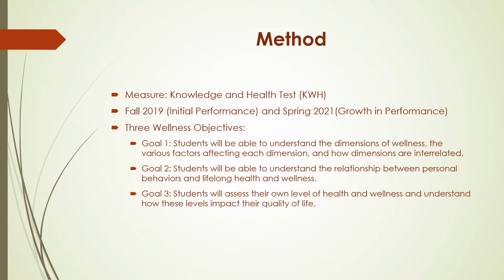So, the first goal states that students will be able to understand the dimensions of wellness, the various factors affecting each dimension, and how dimensions are interrelated. The second goal states that students will be able to understand the relationship between personal behaviors and lifelong health and wellness. Finally, the third goal states that students will assess their own level of health and wellness and understand how these levels impact their quality of life.